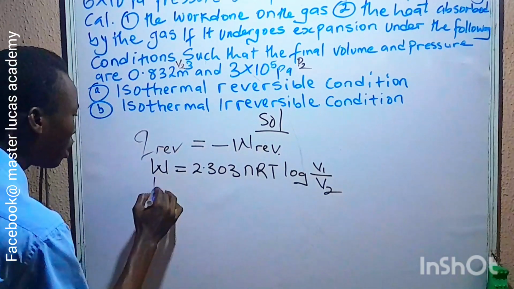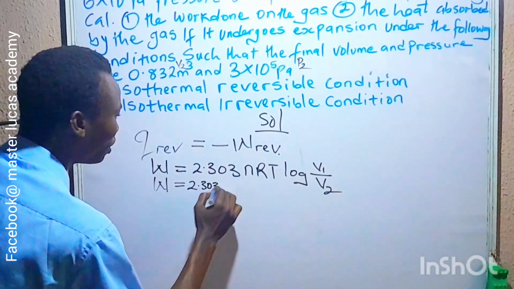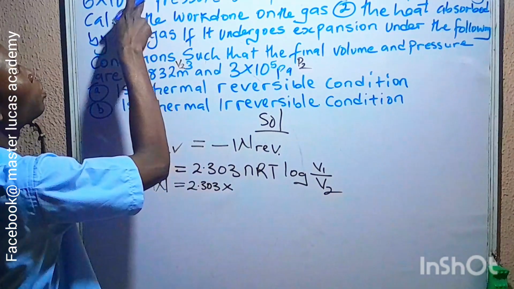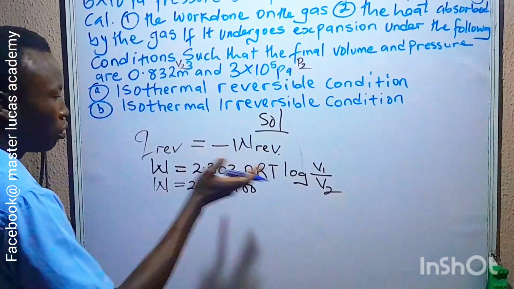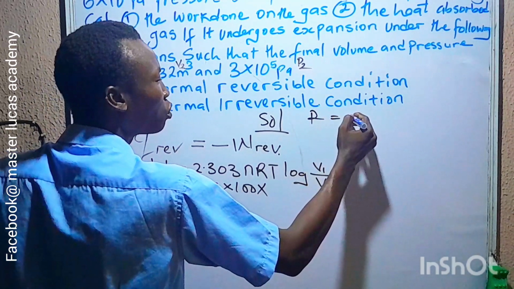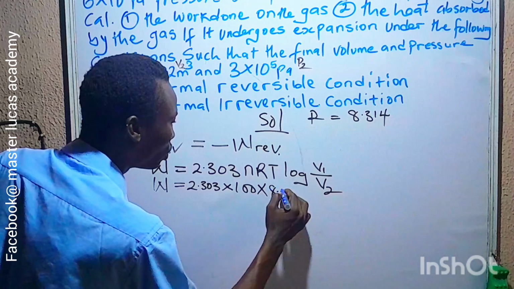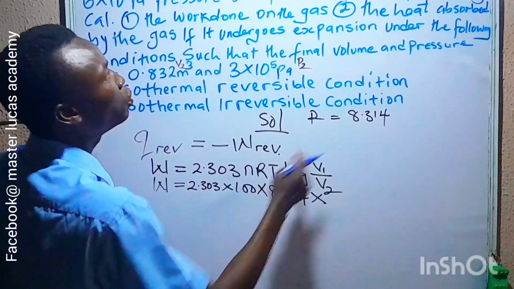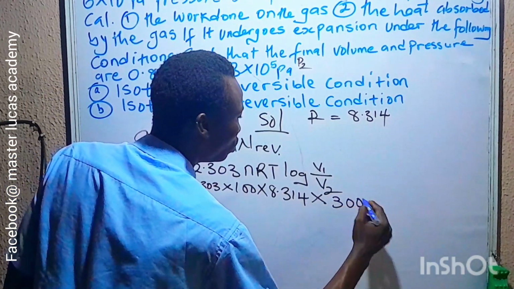So from what you have here now, your work done, W, equals 2.303 times n, which is the number of moles, given from the question to be 100 when you convert this to ordinary form. Now, R in this place is always 8.314. Then multiply by the temperature that you are given, which is your T1. This one is 300.